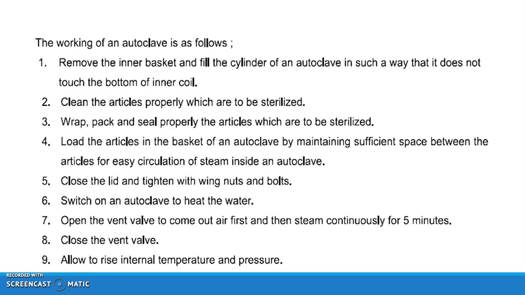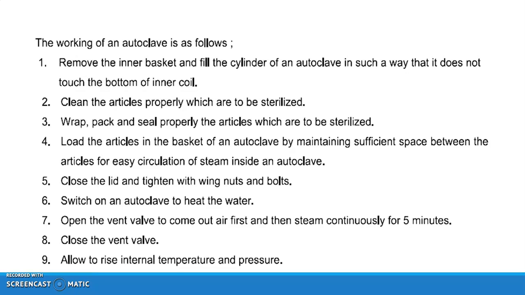The working of the autoclave. First, remove the inner basket and fill the cylinder of the autoclave in such a way that the water does not touch the bottom of the inner coil. Then clean properly the articles which are to be sterilized. Third step, wrap, pack and seal properly the articles which are to be sterilized. Load the articles in the basket of the autoclave, maintaining sufficient space between the articles for easy circulation of steam inside the autoclave. Close the lid and tighten it with the ring nuts and bolts.